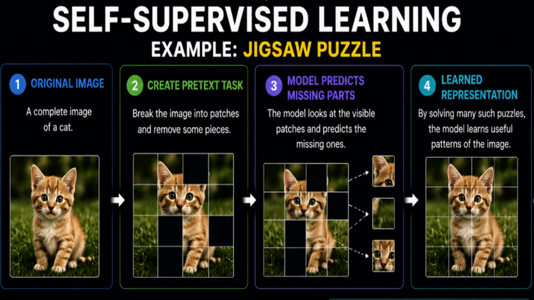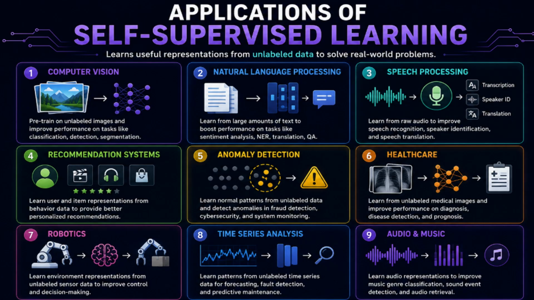We start with an unlabeled image. Nobody tells the computer what the image is. Next, we hide a few parts of the image. This becomes the model's learning task. The model looks at the visible parts and tries to predict the missing pieces. Every time it does this, it learns more about shapes, colors, and patterns. After practicing on thousands of images, the model becomes very good at understanding images. This knowledge can then be used for tasks like image classification, object detection, and image segmentation.